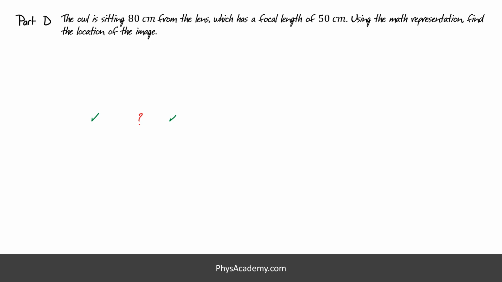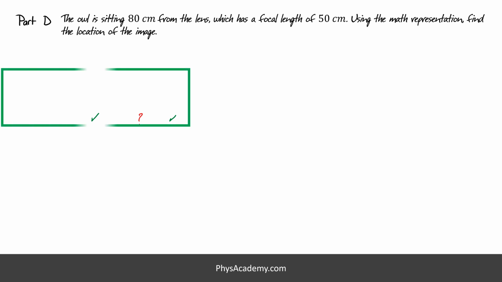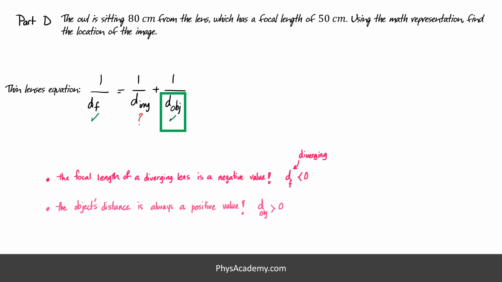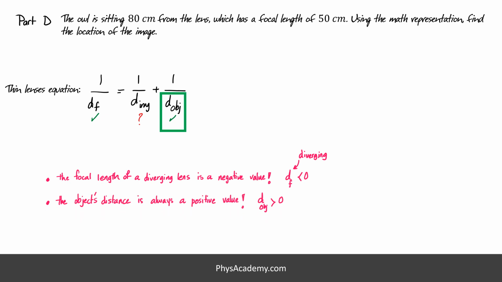In Part D, the owl's distance from the thin lens is 80 centimeters, and the focal length of the thin lens is 50 centimeters. Calculate the image distance to the lens. Let's start with writing down the thin lens's equation. Here d_f is the focal length, which is negative 50 centimeters. Negative 50 is because here we have a diverging lens. The focal length is positive for converging lenses, and for diverging lenses, it is negative. d_object is 80 centimeters. Remember, the d_object is always positive. And we are asked to calculate the d_image.